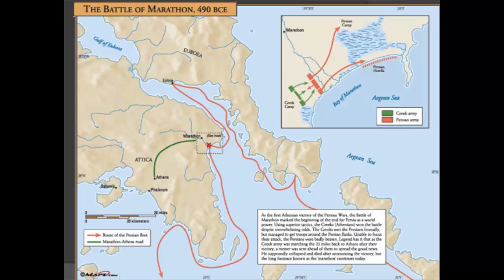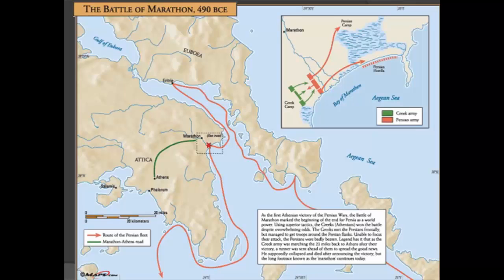So the Greek army did it. They defeated the mighty Persians, and all was good. Or was it? Upon defeat of the Persians, the Greek commander, Themistocles, ordered his remaining troops back to Athens, predicting that the Persians would try to attack somewhere else.